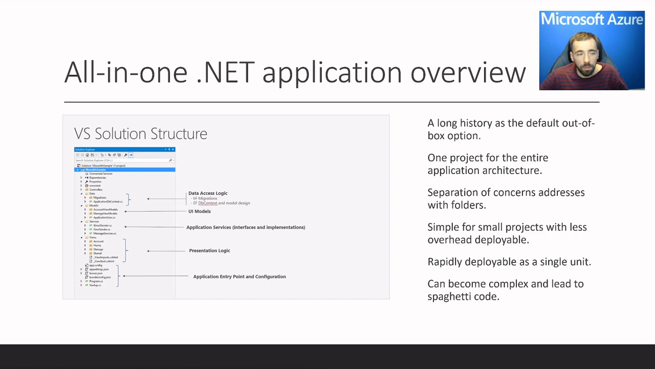The downside with this architecture is it can become complex and it can lead to spaghetti code. So very quickly, as we start adding complexity to the application, we're going to end up with more and more classes being in the same project. They could end up being more tightly coupled, and this can lead to issues with maintainability in the long run.